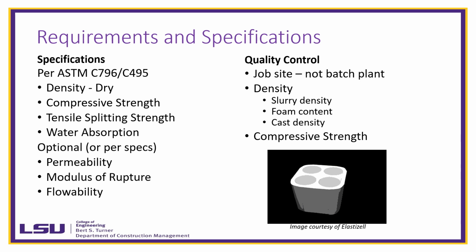This picture is actually a proprietary product made by Elastizell for making compressive strength cylinders. Since they're so fragile, this is basically just made of styrofoam, and you use a knife to just slice it open, so you can get your cylinders out without having to strip a plastic mold.